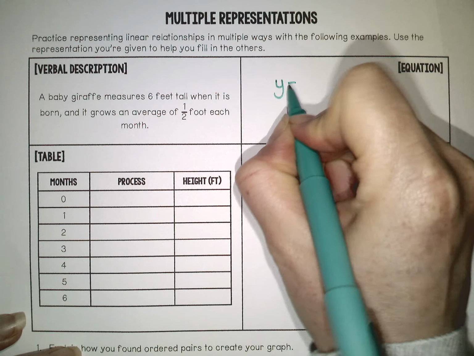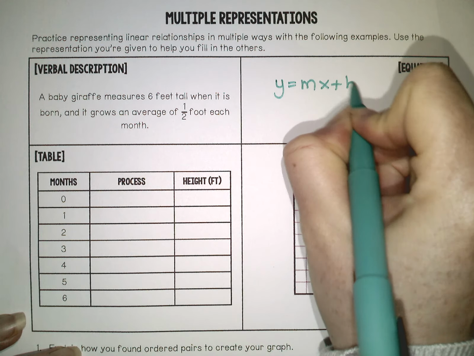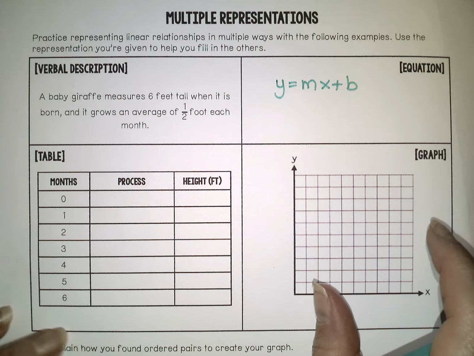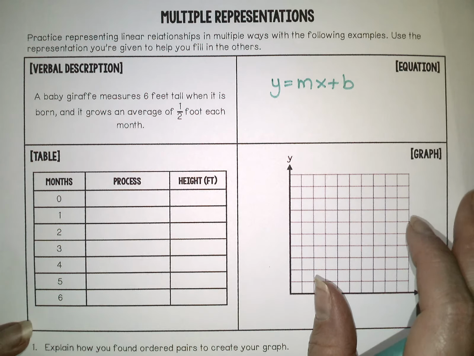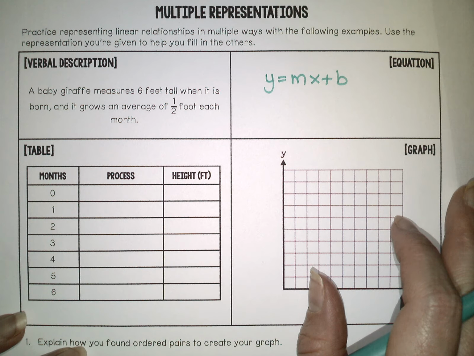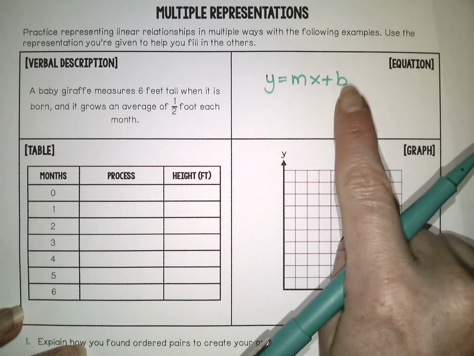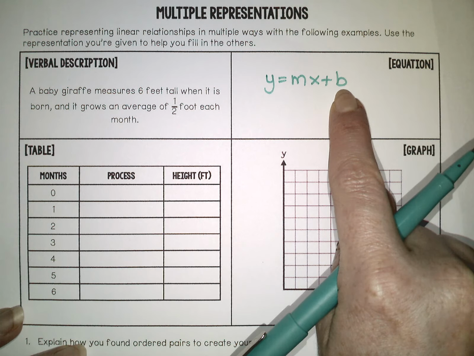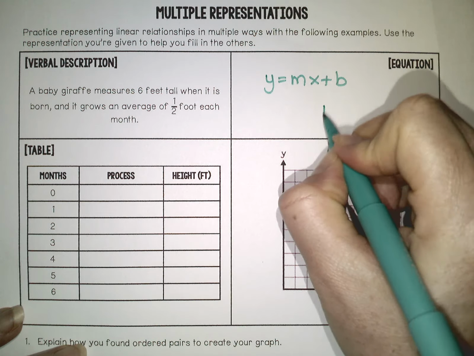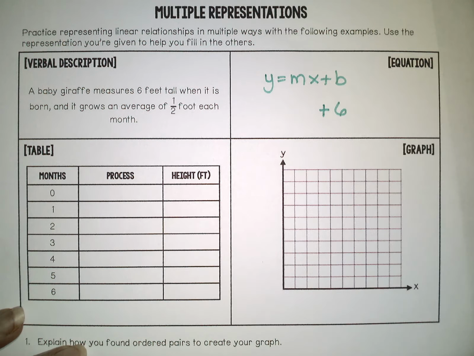So our equation. It's the same equation that we've been talking about, y equals mx plus b. So what does the baby giraffe's height start with? It starts with 6 feet tall. So that's where we begin on our y-axis, 6 feet tall. So I'm going to plug in positive 6 for our y-intercept.